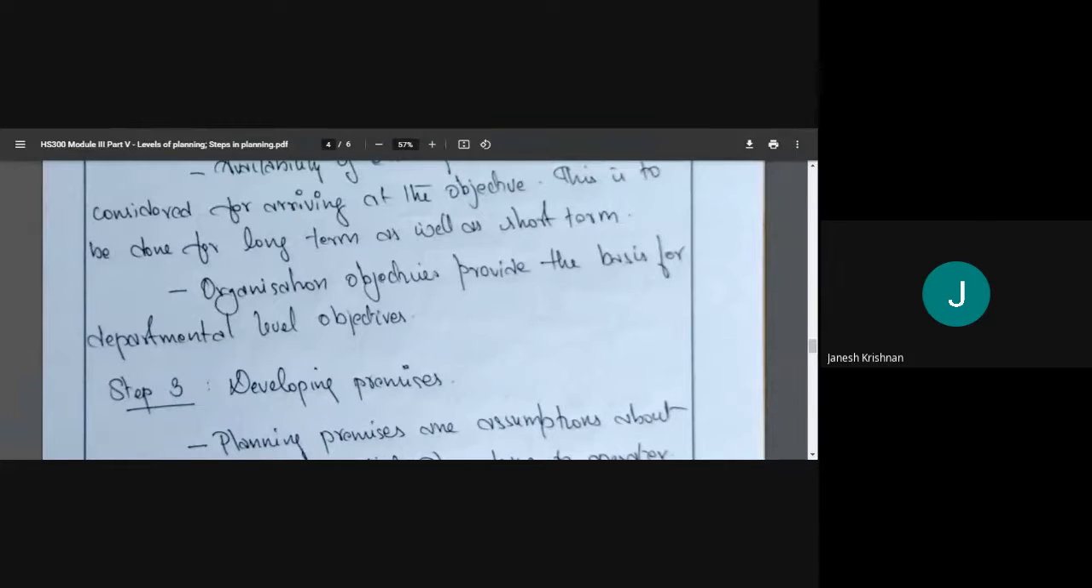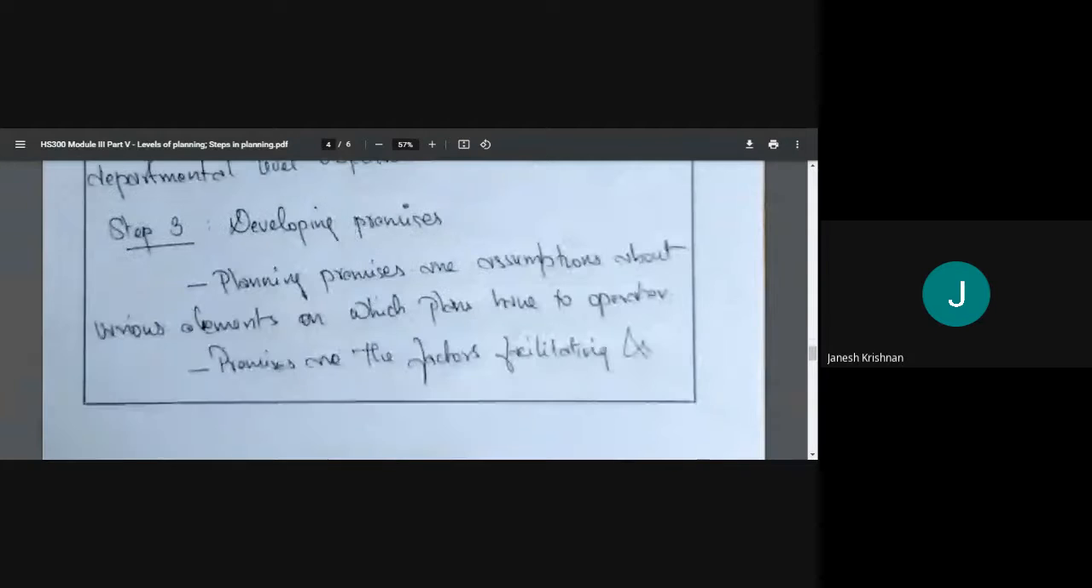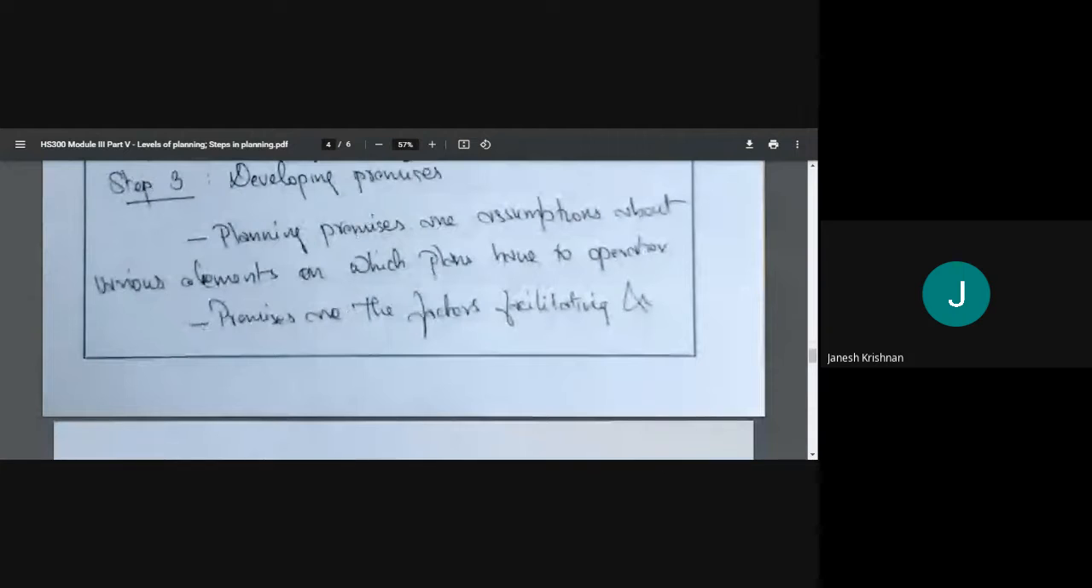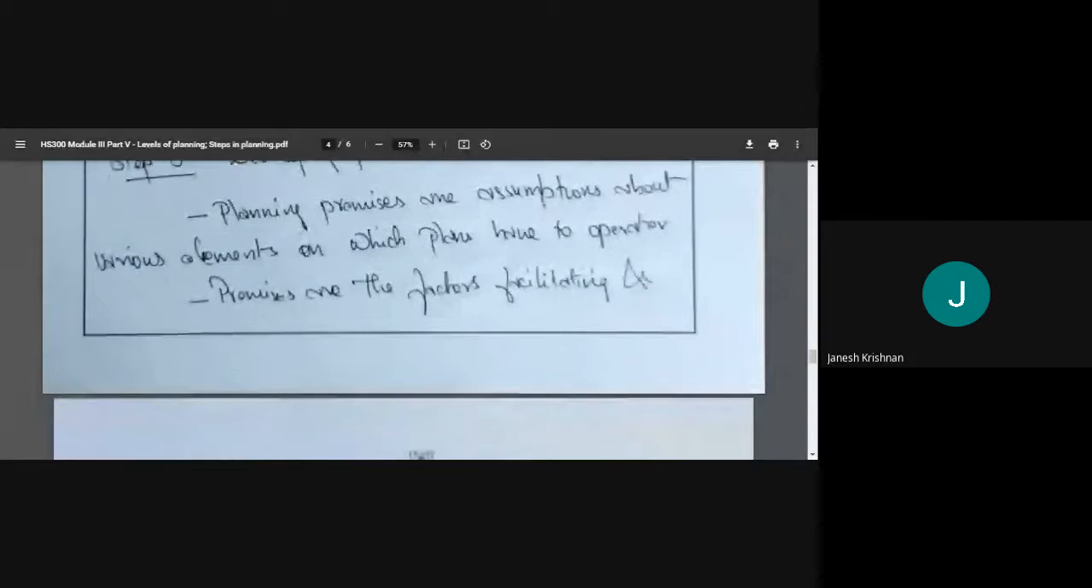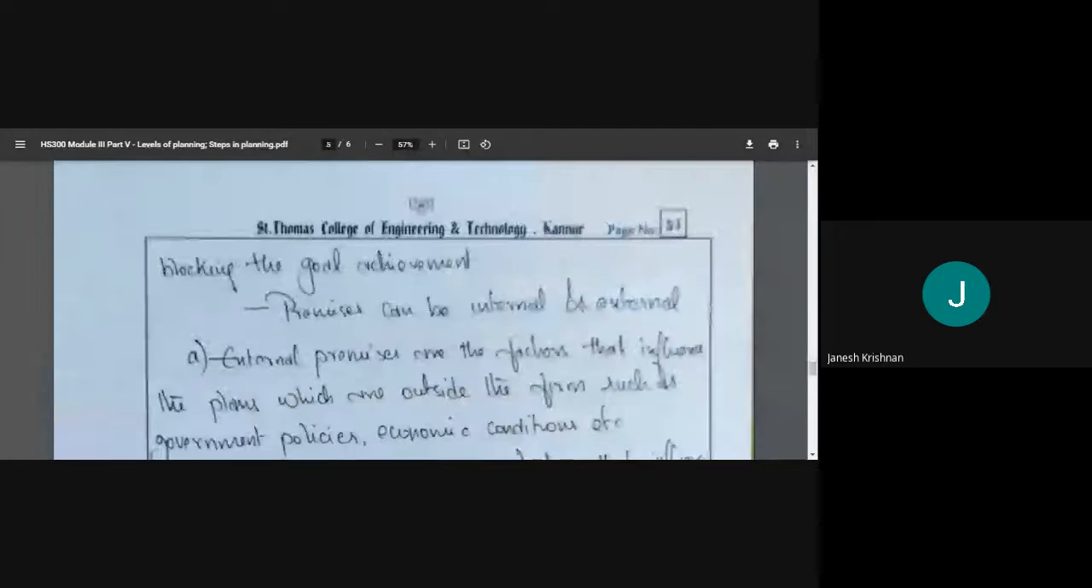Step 3, developing premises. Premises means targeting. Okay? So planning provides assumptions about various elements on which plans are to be operated. Okay? What are the conditions? How are we going to operate? That is planning premises. So premises are factors facilitating and blocking the goal achievement. Okay, it may help us in achieving a goal, or it may retard us, or stop us from reaching our goal.